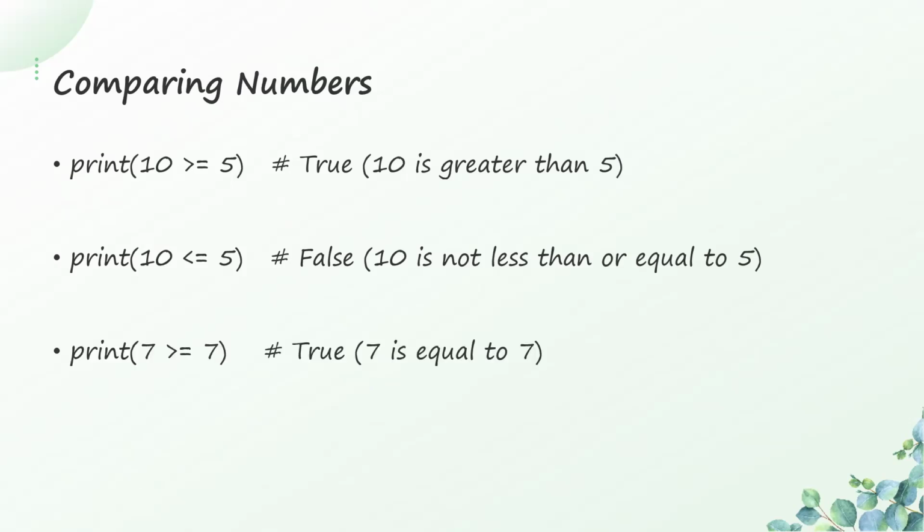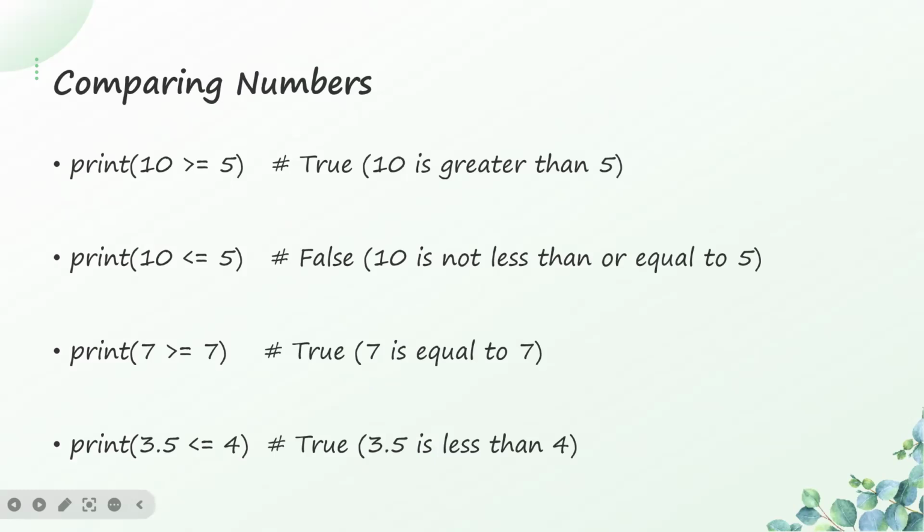Okay. Now, is 7 greater than or equal to 7? Yes. 7 is not greater than 7, but 7 is equal to 7. Okay. 3.5 less than or equal to 4. 3.5 is less than 4. Remember, Python will convert that 4 to 4.0. So 3.5 is less than 4, so it will give us true. It is either equal to or less than.